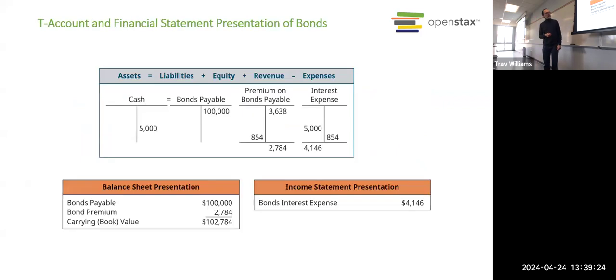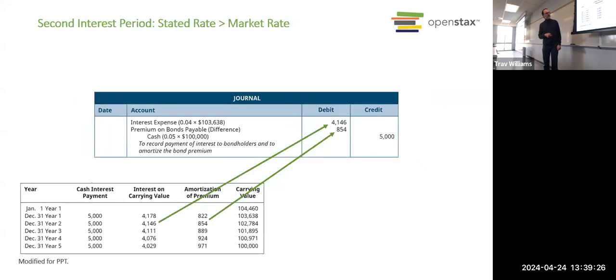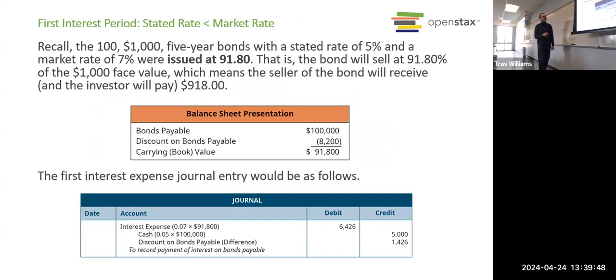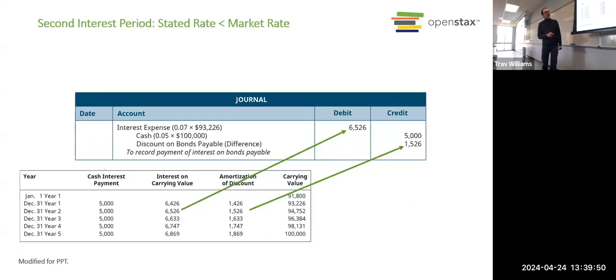And with the amortization of the premium, notice that the interest on the carrying value is decreasing and the carrying value is decreasing. And the only thing increasing here is the amortization of the premium. So again, if you're amortizing a premium and it's not following this pattern, you're doing something wrong. Okay, any questions?